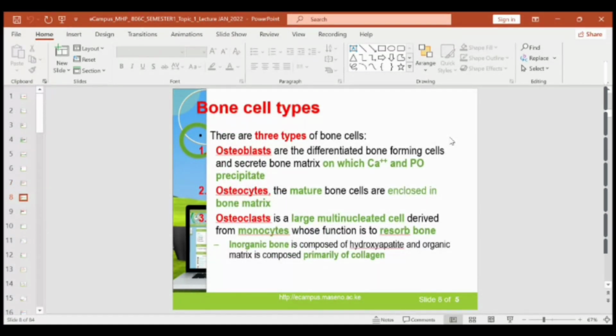So, a quick review of the bone cell types. Of physiological importance, I know there are four types here, but the osteoblasts are the bone-forming cells. These are the ones that secrete calcium and phosphate. Then we have the osteocytes. These are the mature bone cells that make up the bone. And then we have the osteoclasts. The osteoclasts are usually large and multinucleated.